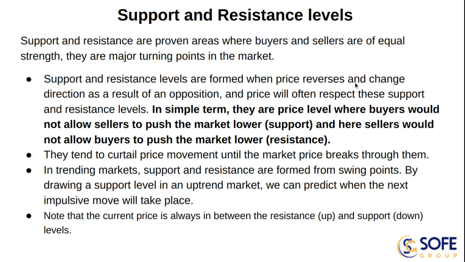That's when the market is going down. Buyers don't want sellers to push the market down, then they start buying. That's when they come to equal strength, when the market can no longer go lower. We call that place support. And where sellers would not allow buyers to push the market higher, that is resistance. They tend to curtail price movement until the market price breaks through them.